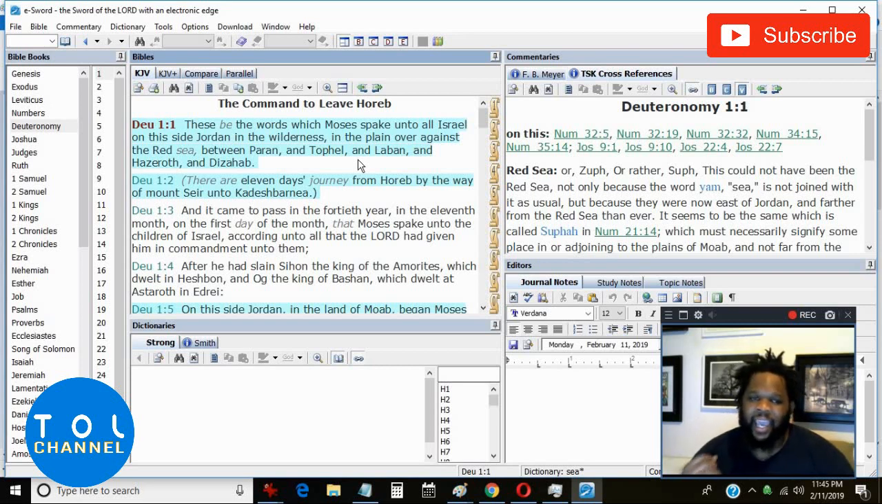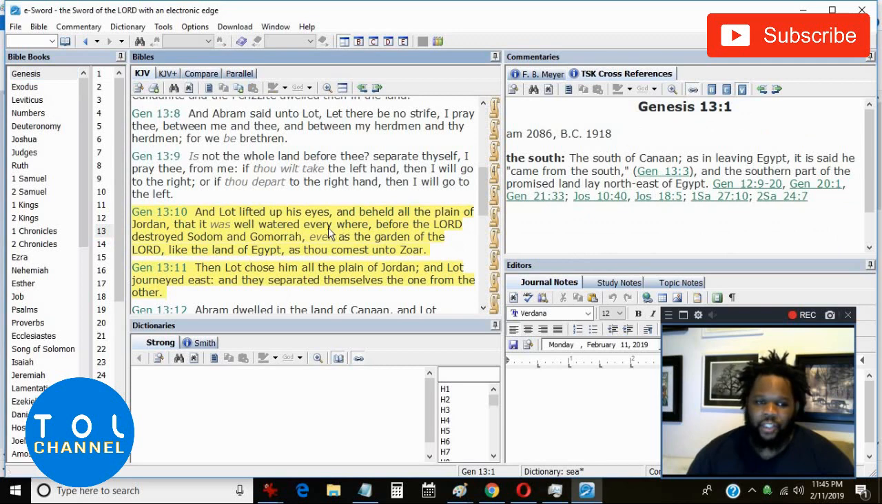This is our main lands. In the plain over against the Red Sea. The Jordan was the plain. Remember in Genesis 13? Let's go back to Genesis 13. Where did Lot choose? Lot chose him all the plain of the Jordan and journeyed east. You get what I'm saying? He journeyed east. He chose all the plain of the Jordan.